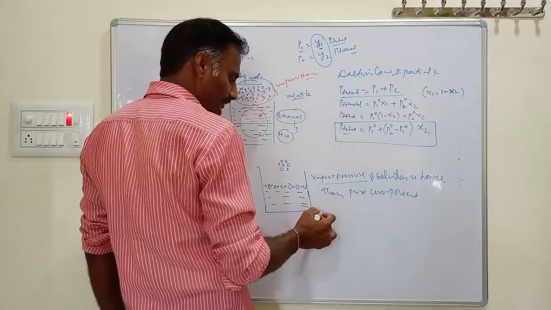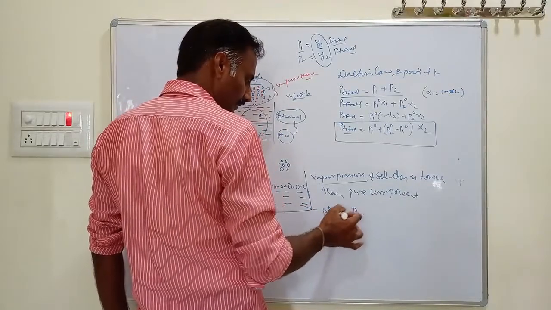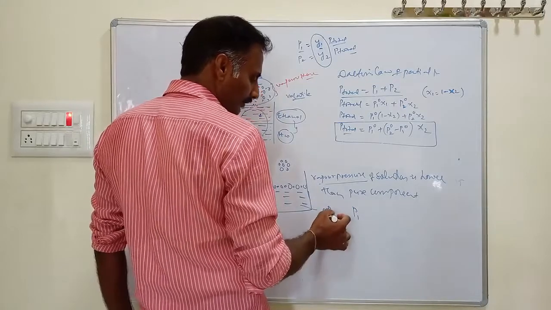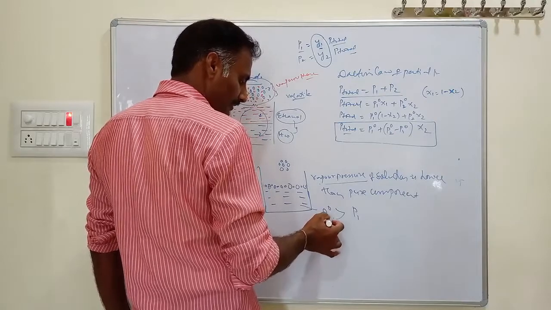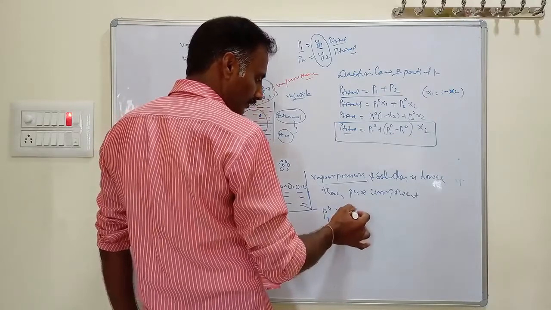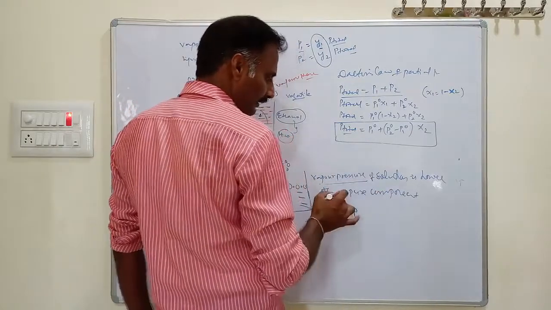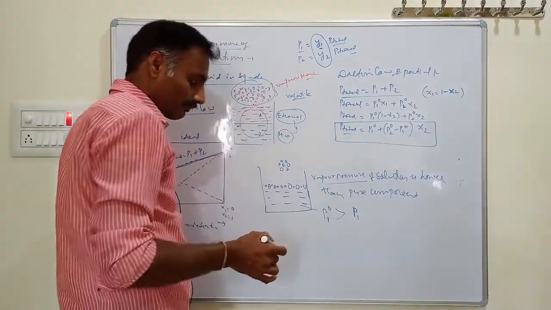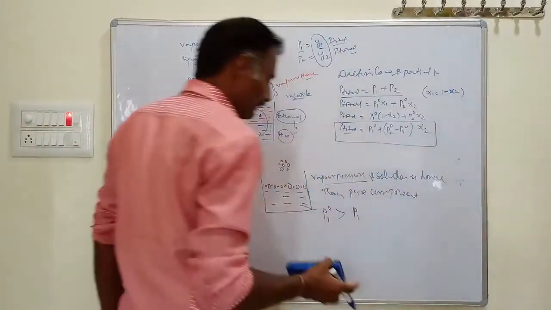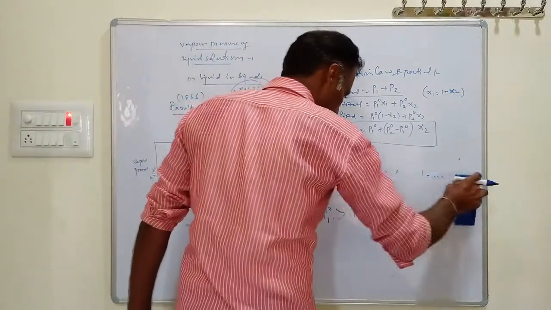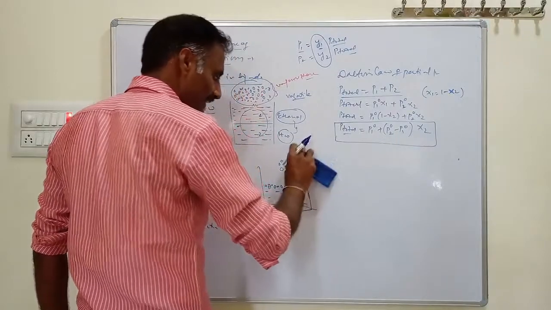Here, the pure component vapor pressure is denoted by P1 naught, and P1 is the vapor pressure of the solution. Then P1 naught is always more than P1. P1 naught is the vapor pressure of the pure component, and P1 is the vapor pressure of the solution. That's why the vapor pressure of a solution is always less than that of the pure component. When vapor pressure decreases, the decrease depends upon the number of solute particles, irrespective of their nature.